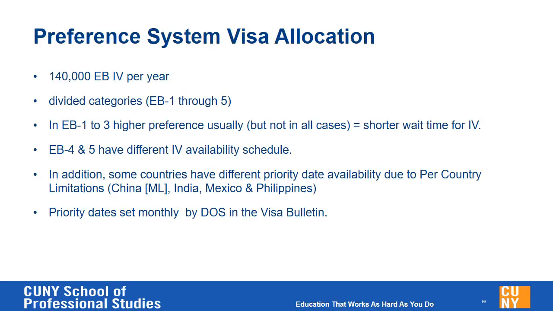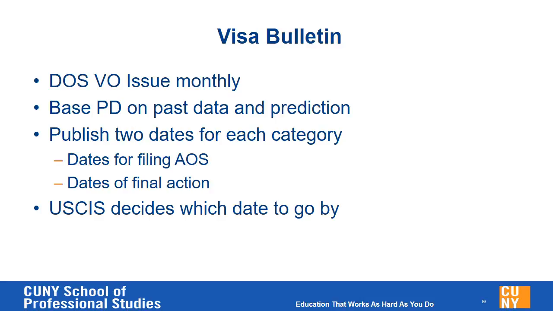The priority dates are set monthly by the Department of State in what is called the Visa Bulletin, which is published by the State Department every month. The Visa Bulletin is determined by the Department of State's Visa Office. It is issued monthly. It basically, by priority date, decides or tells people when they can apply for a green card.